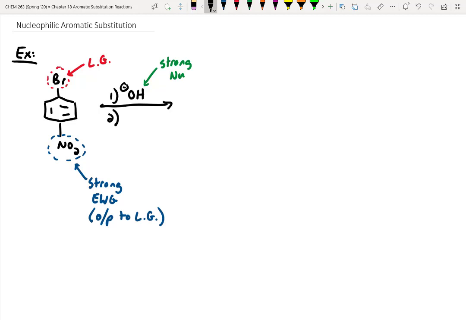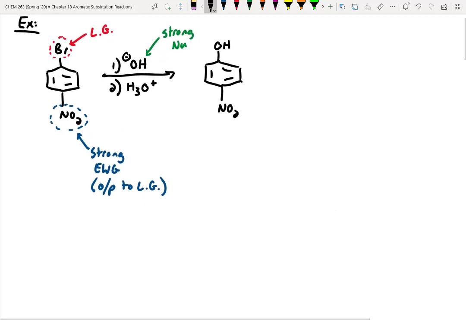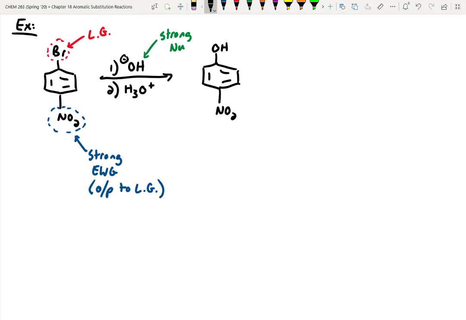And then in step 2, we're going to quench the reaction with dilute acid. And when we do this, what's going to occur is a substitution reaction where the bromine is replaced with an alcohol, and the nitro group stays put. A lot of students are tempted to presume that this is an SN2 reaction, like we saw in first term, but the mechanism is entirely different. So let's take a look at the mechanism for how this works.